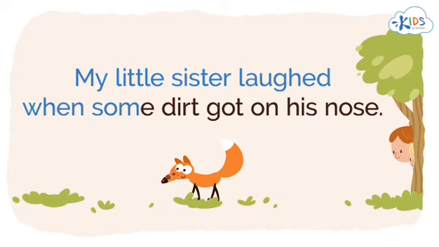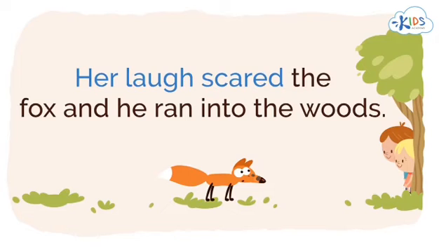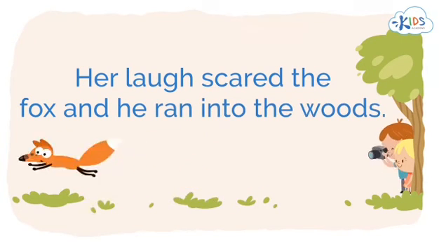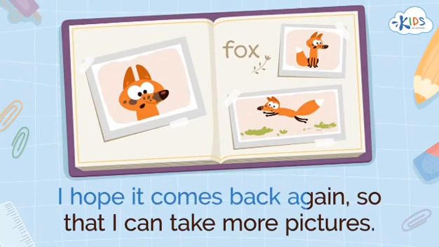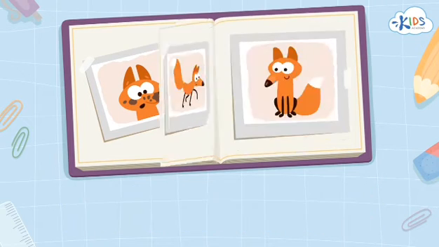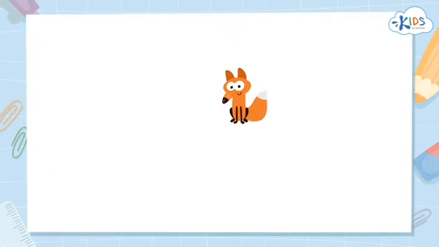My little sister laughed when some dirt got on his nose. My sister started laughing when dirt was surrounding his nose. Her laugh scared the fox and it ran into the woods. Woods means jungle. When she started laughing, the fox got afraid and hid in the woods. I hope it comes back again so that I can take more pictures. The boy was taking pictures of that fox and wished that he would come again so that he could take more pictures. So, children, now see what the usages of capital letters are over here.